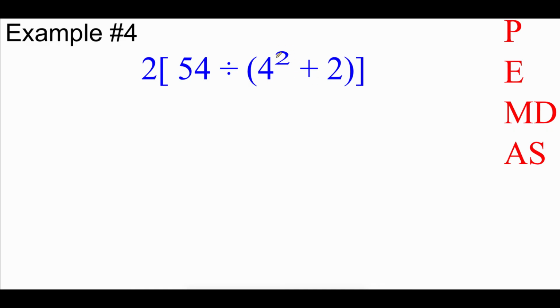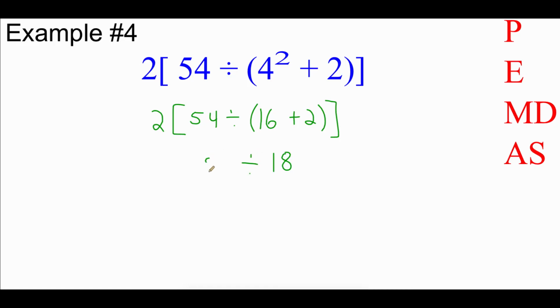Now there's an exponent in there, so we're going to have to take care of that first. So 4 squared should give me 16, and then we've got this plus 2 inside of that set of parentheses, and then we've got this set of square brackets with the 54 divided by that set of parentheses, and then we've got this 2 out on the very, very front. Now we still have to do this addition inside of this set of parentheses, so we have to take the 16 plus 2, and that should give us 18.